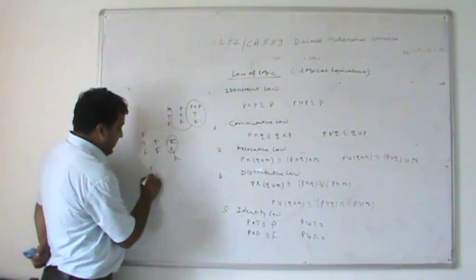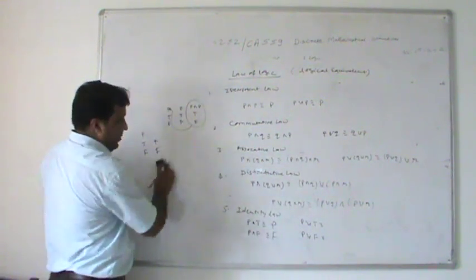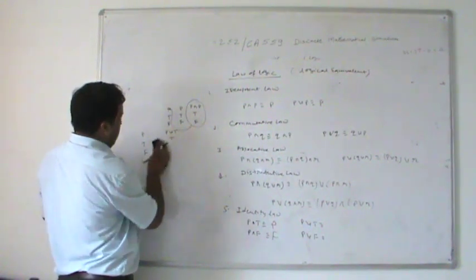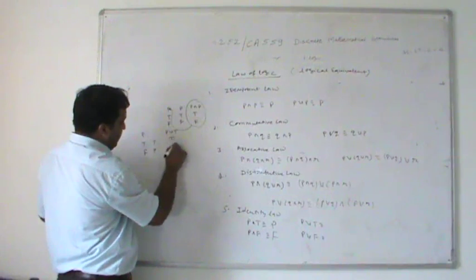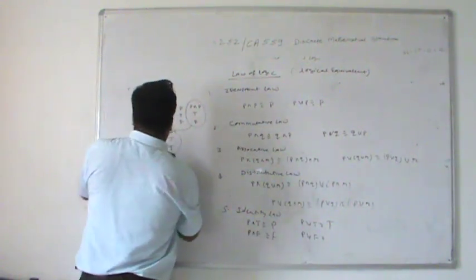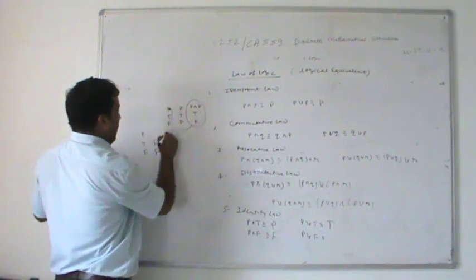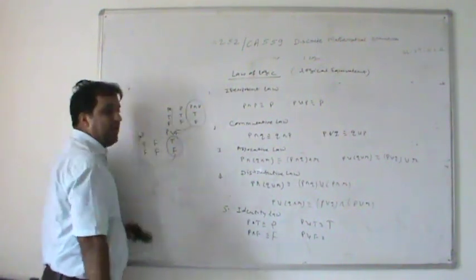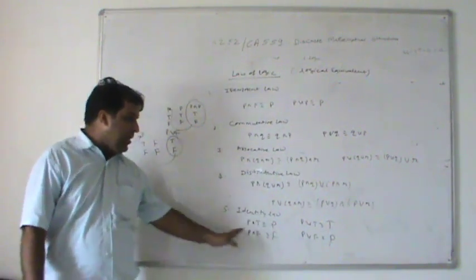P or T: P is true and false, and T. Now we find P or T: true or true is true, false or true is true. So in that case the value is true. P or false: if we take the value false, now P or F becomes true, false, which is nothing but equivalent to P. So you should know the identity law concept: P and T equals P, and these things.